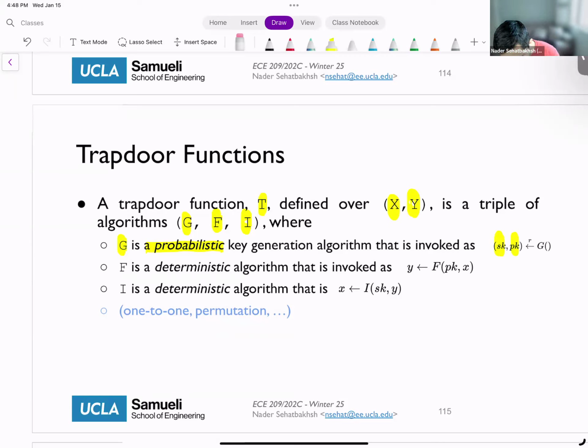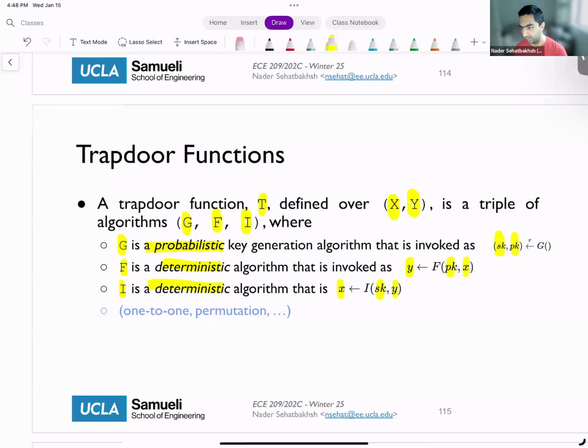F is a deterministic function. What F does is that it takes the public key and X and it creates Y. So this is essentially similar to our encryption function, right? It takes the public key and the message, and it pumps out the ciphertext. I is also a deterministic function, and what it does is that it takes Y, it takes the secret key, and it generates X for us, okay?